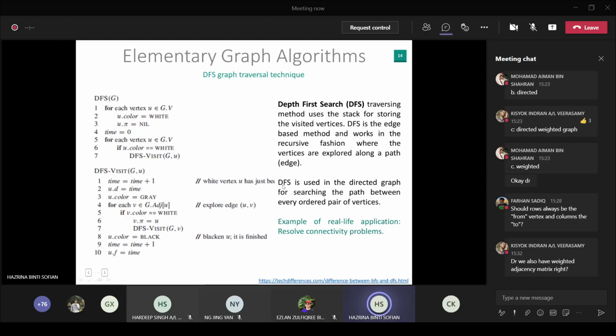So DFS is used in directed graphs, of course, because connectivity problems need to know the direction. Well, we can also use an undirected graph because we can assume that we can go back and forth, but most importantly, DFS can use the directed graph, to search the path between every pair of vertices.